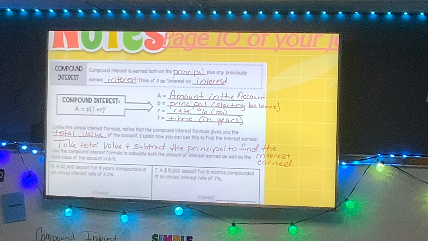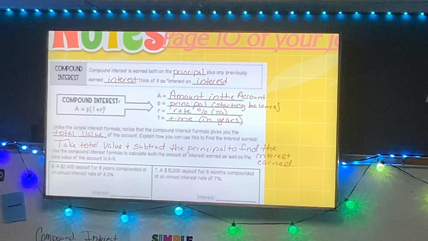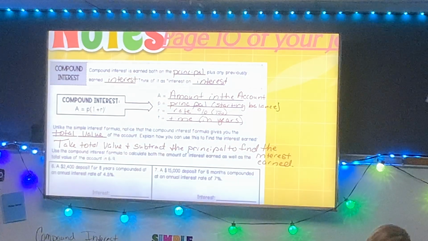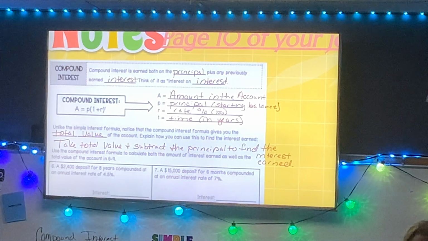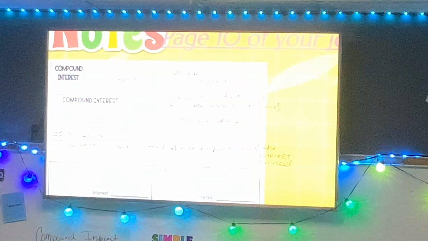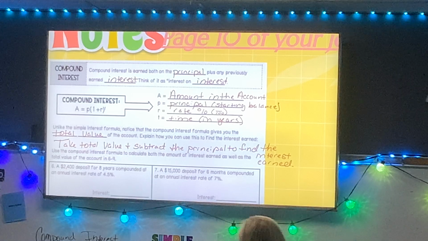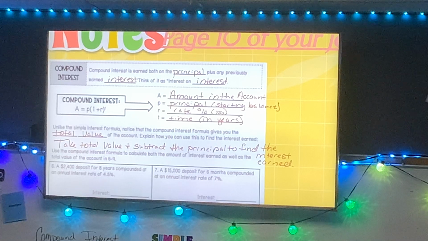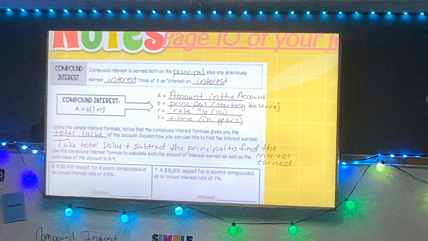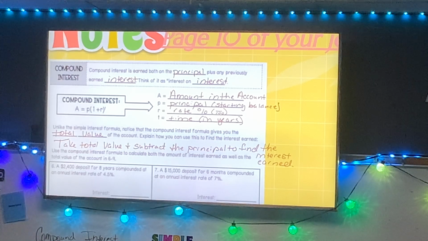See, compound is interest on interest. The only difference in your letters this time, we don't have an I, we have an A. Okay? So A means your amount in your account. Your P is still your principal, your starting balance. R is still your rate. You always put it over 100. And T is your time, always in years. If it gives you in months, we'll put it over 12.